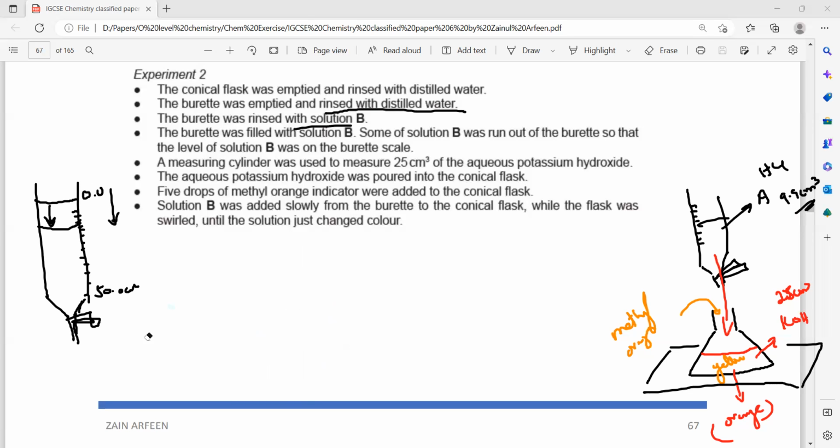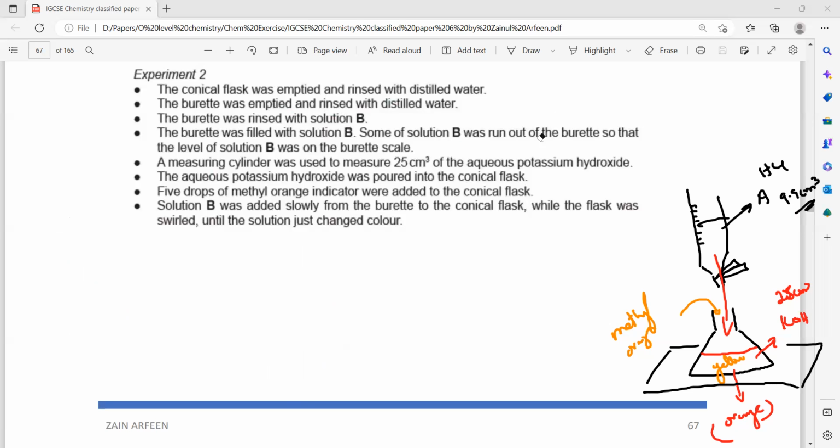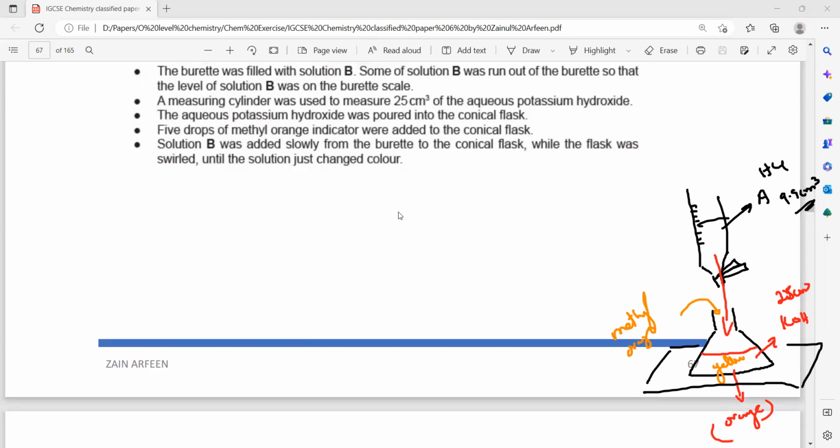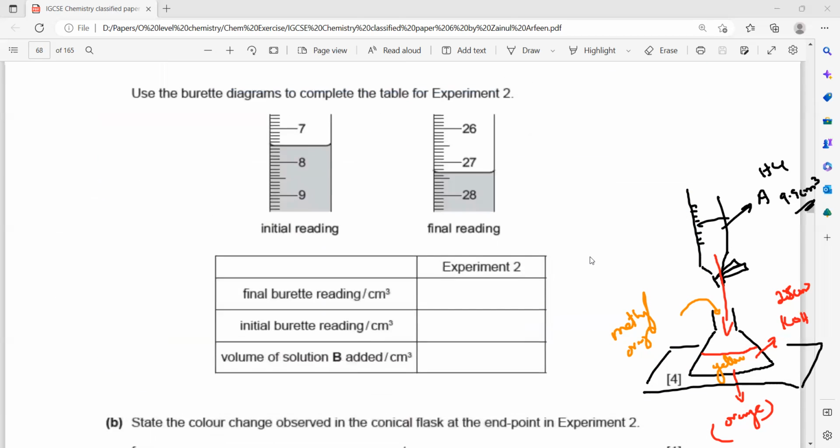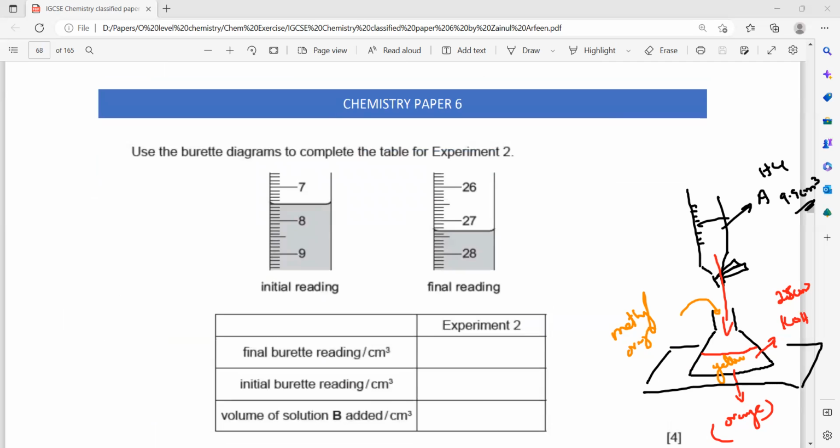Then a burette was filled with solution B. We did the experiment, and some of solution B was run out. A measuring cylinder was used to measure 25 cm cube of potassium hydroxide. We transferred it, and a few drops of methyl orange were added, until the indicator showed a color change. What is the burette reading? Use screen annotation to complete.